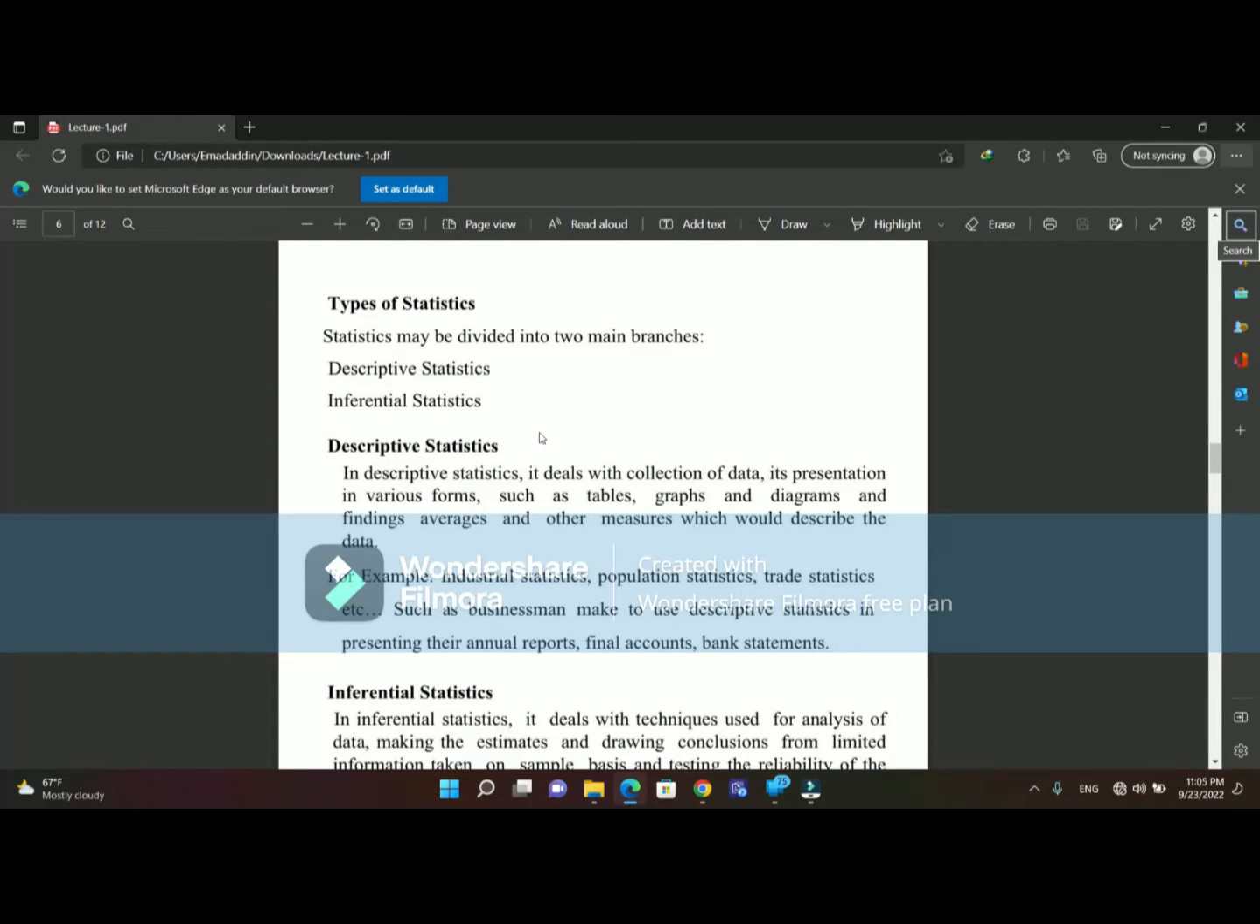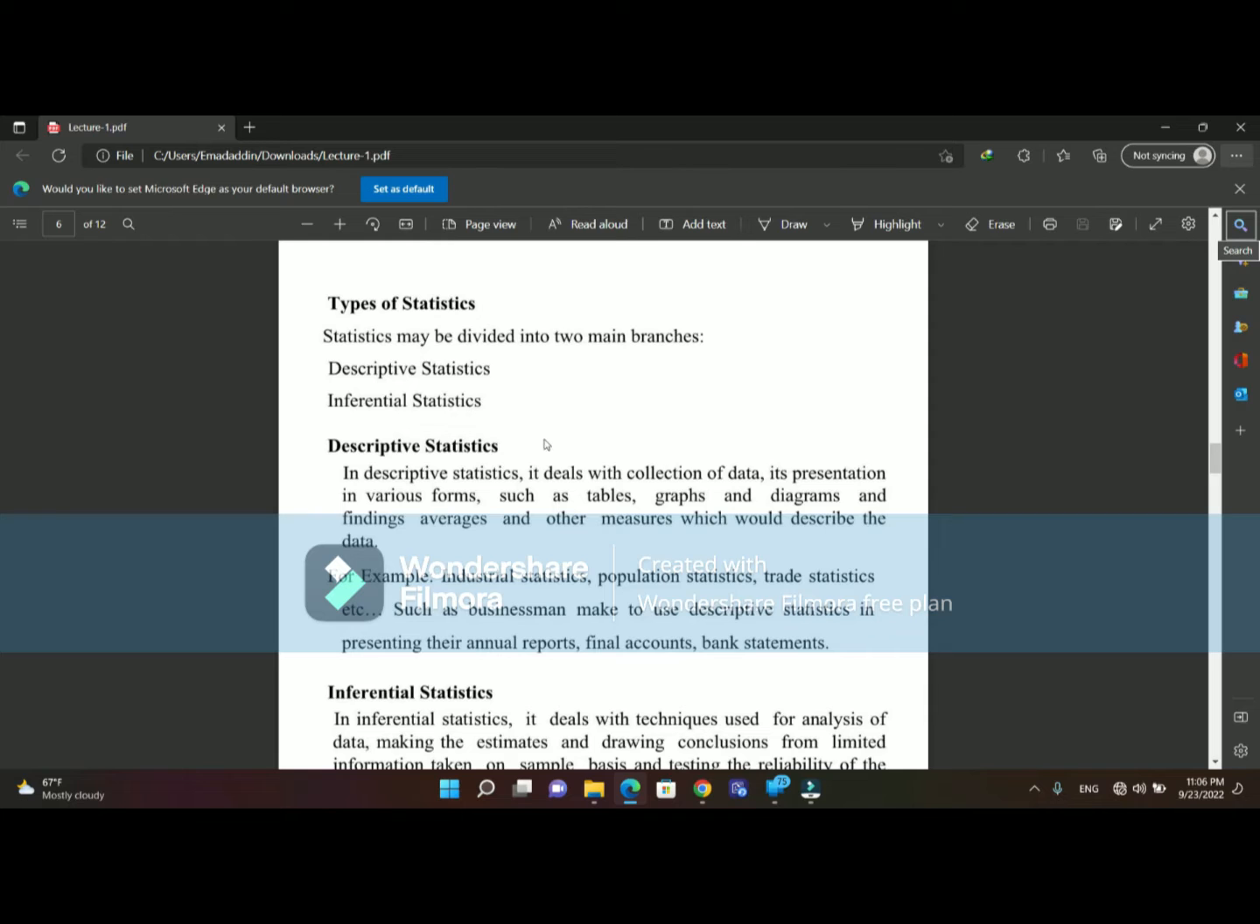Allow me, please, to continue teaching the statistics subject. Types of statistics. Statistics may be divided into two main branches: descriptive statistics and inferential statistics. Descriptive statistics deals with the collection of data, its presentation in various forms such as tables, graphs, and diagrams, and finding averages and other measures which would describe the data.